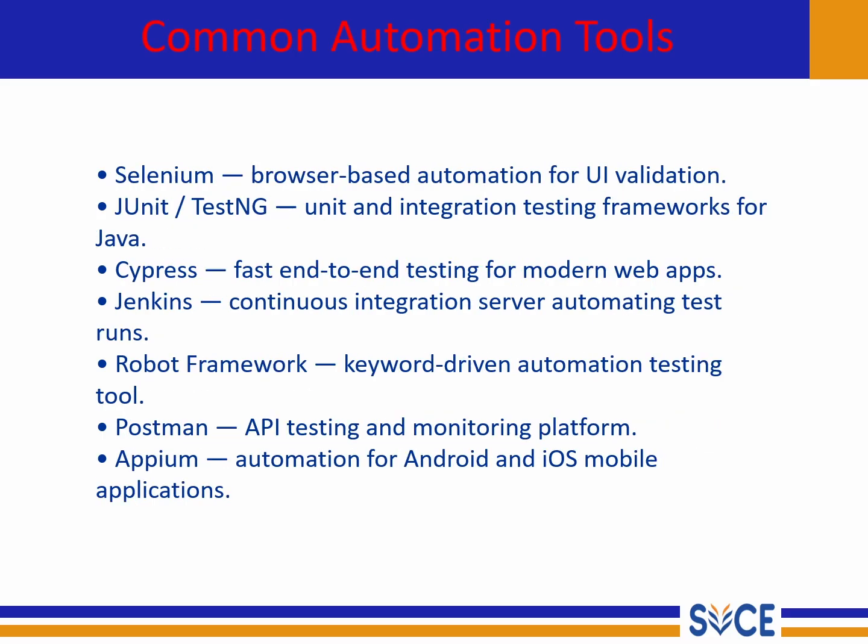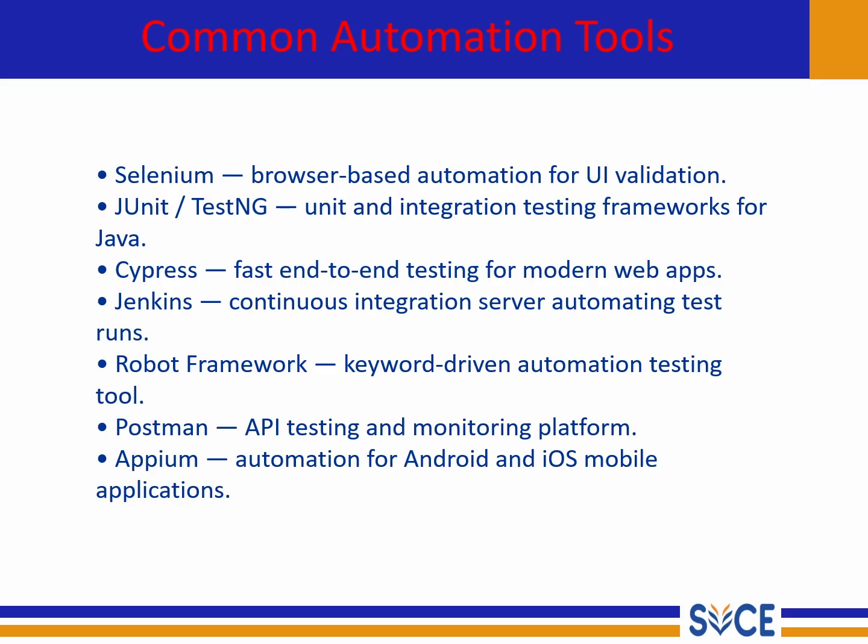In the next slide, we will see the topic of common automation tools. Here, number one is Selenium. Selenium is a browser-based automation tool for UI validation. And next one is JUnit or TestNG. These are unit and integration testing frameworks for Java. Next one is Cypress, fast end-to-end testing for modern web apps.